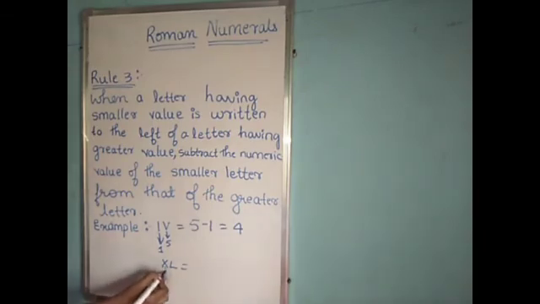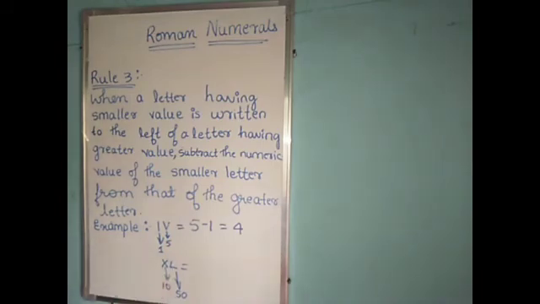What is the value of X? The value of X is 10. What is the value of L? The value of L is 50. Here X is the letter of smaller value and L is the letter of greater value. Here the letter of smaller value is written to the left side of the letter of greater value.